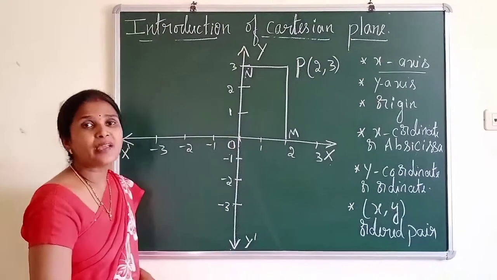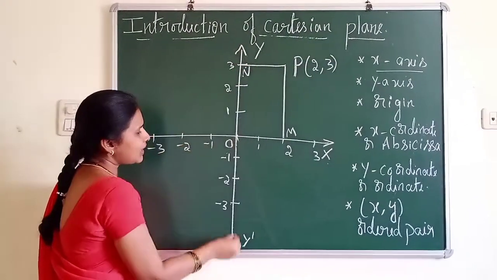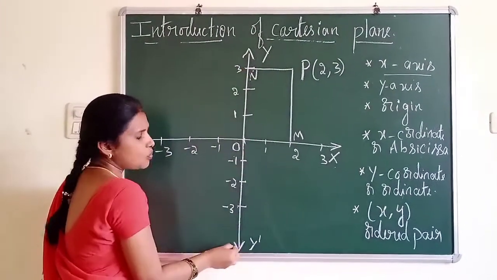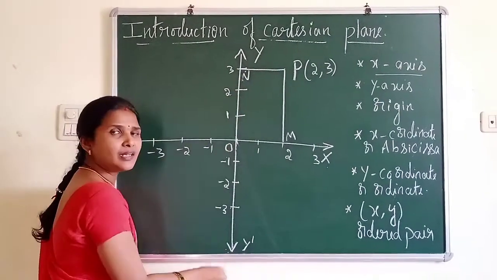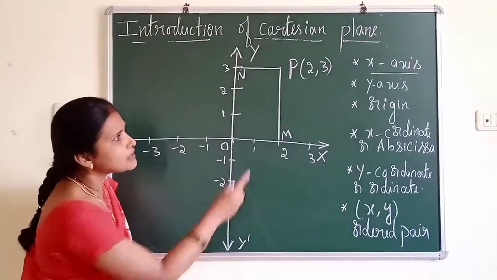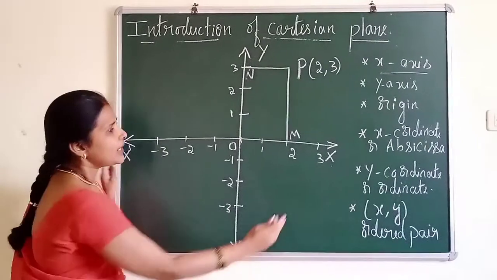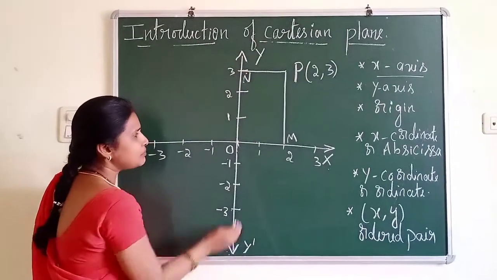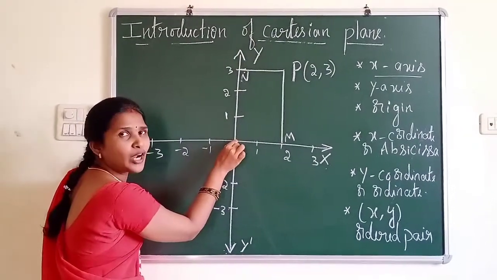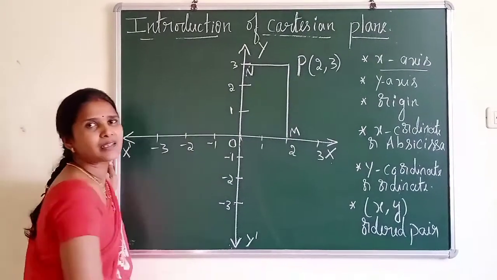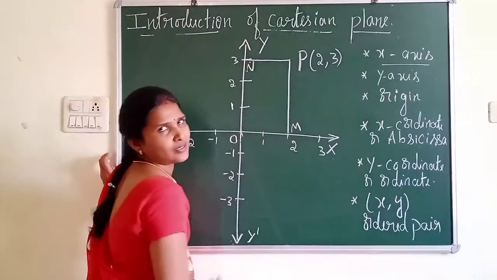Next term is y-axis. The vertical number line y, O, y dash is called the vertical number line, also called the y-axis. When the x-axis and y-axis meet at a point, this point of intersection of these two axes is called the origin.